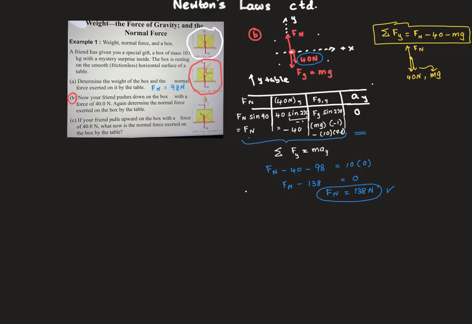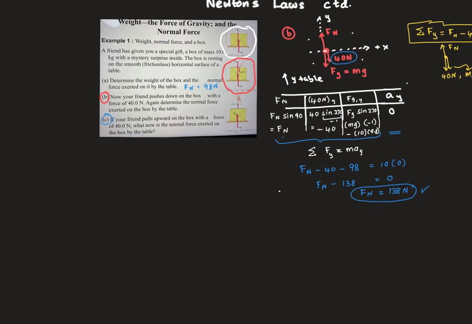Okay, now we are going into the third part, part C, and this is different from both A and B. Here you have an additional force exerted on the box, and that is 40 Newton, and this 40 Newton is in addition to the normal force that we had earlier, right? So we have two forces now pointed up, and one force, the gravitational force, which equals mass times g, pointed in the downward direction.